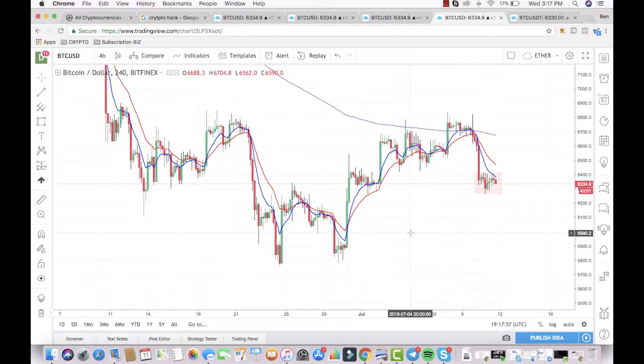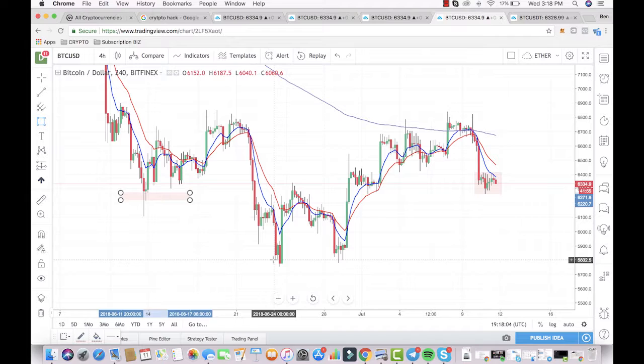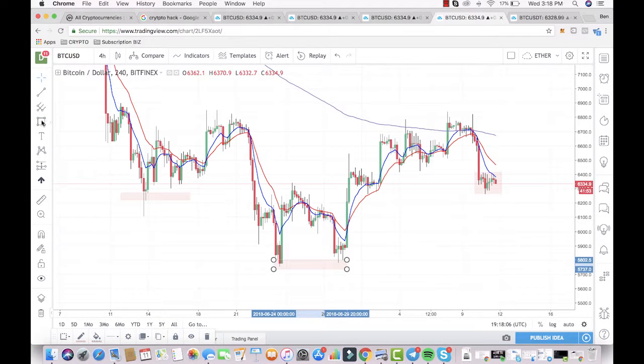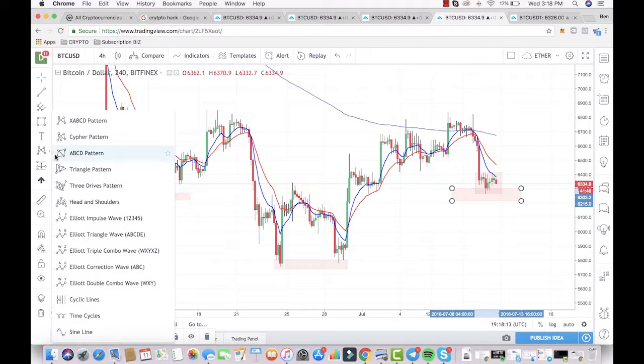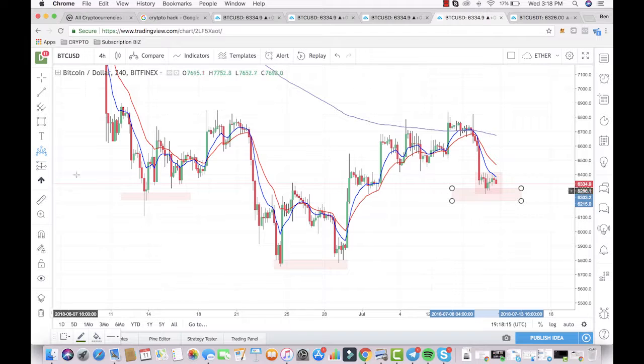And then there's another way to look at this. I mean, you could see this as somewhat of a head and shoulder. I guess I could show you guys this. I don't really use this ever, but let me see if I can get it right.